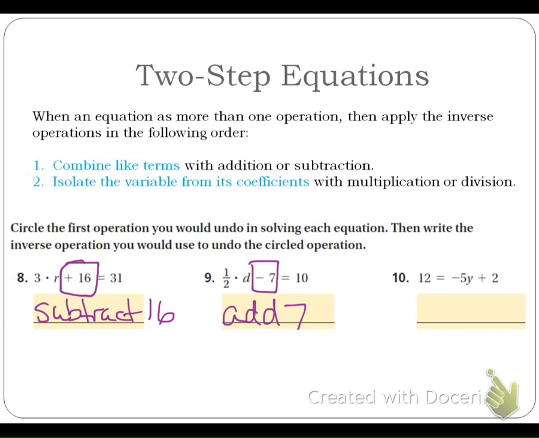In the final example there, it says 12 is equal to negative 5y plus 2. Look at the side of the equation with the variable. You have a negative 5 that's being multiplied to y, that's the coefficient, and then plus 2. The plus 2 is the constant, so you must always undo your constants first, because that's adding 2. To get rid of it, you would have to subtract 2.